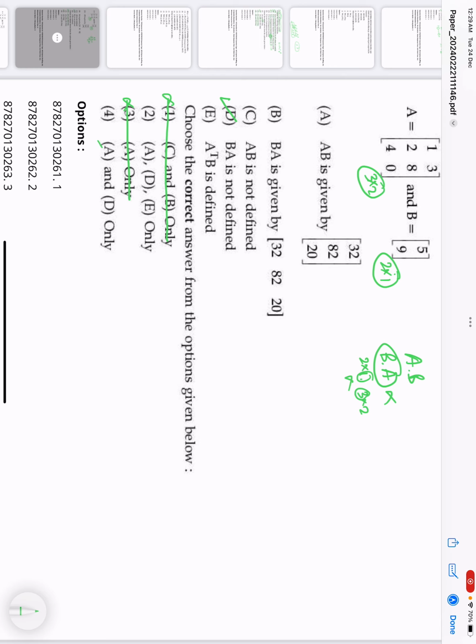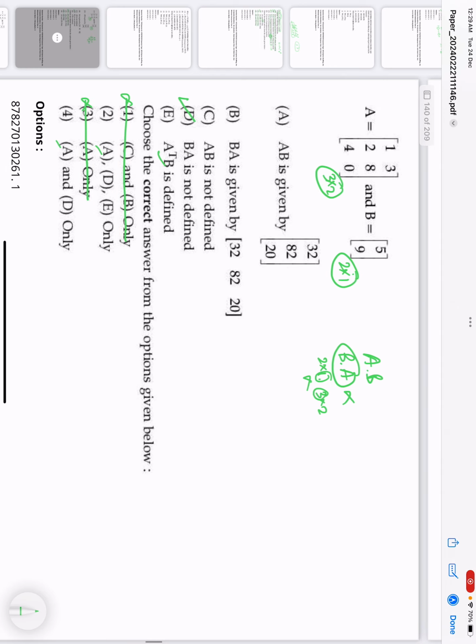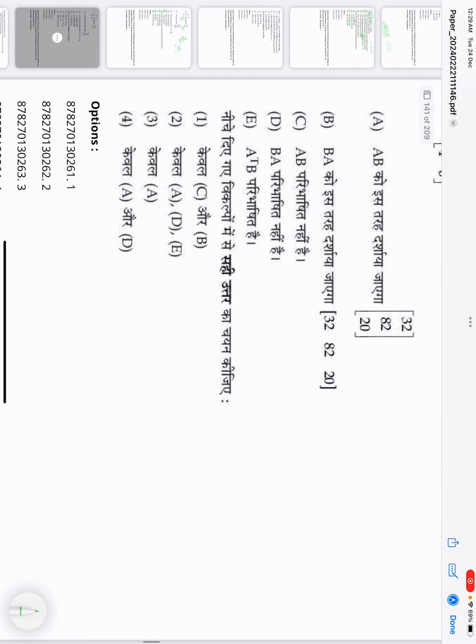D is there for sure, and A is also there, so we need to just check for E. A transpose would be 2 into 3 and B is 2 into 1. So A transpose B is also not defined, so this is false. So the answer would be 4. Okay, now moving to the 107th question.